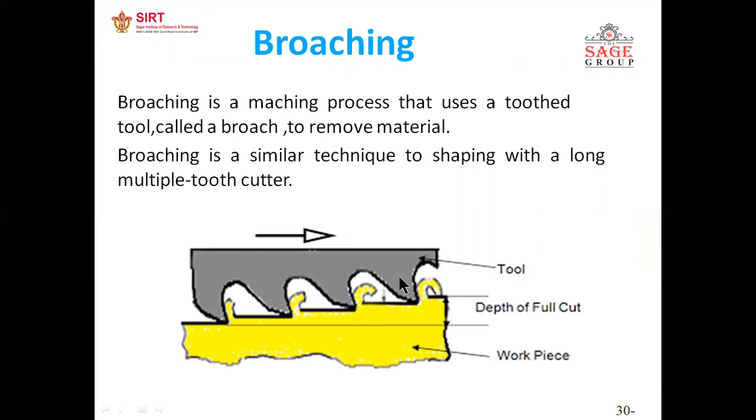Here you can see the tool has successive teeth in increasing order. So the material is removed in a successive manner, similar to material removal by a lathe or a shaper. But in those methods, we provide a single-point tool with different feeds. In this broaching tool, there is only one tool, but its teeth are arranged in successively increasing or decreasing order.